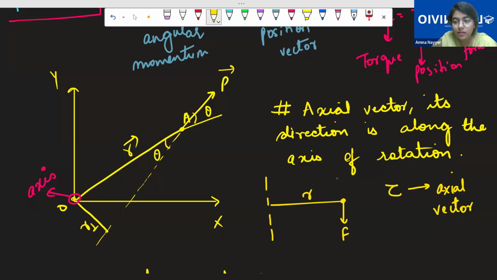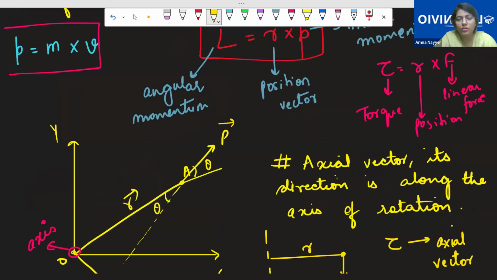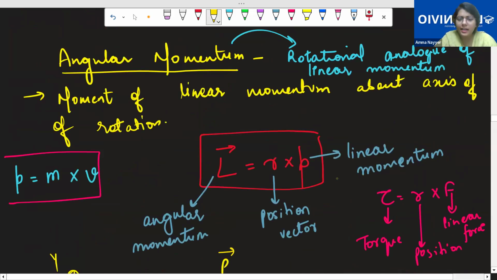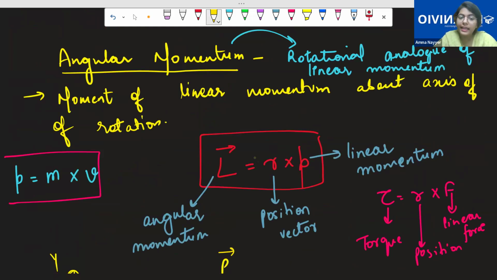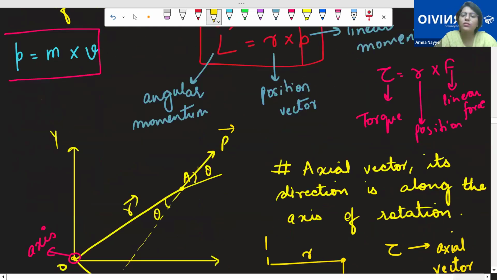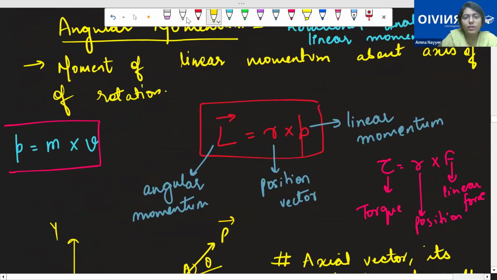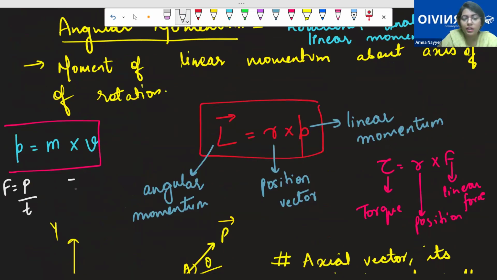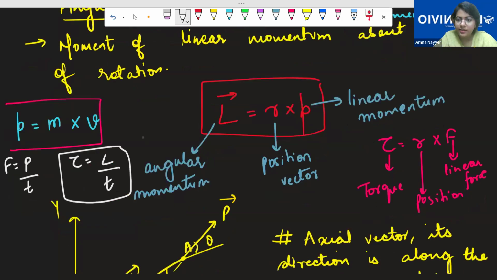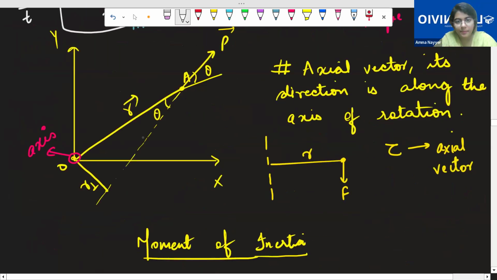Torque and angular momentum, are they related? Yes, they are related, but through some laws that I'll tell you later. Like linear momentum and force are related, so they are also related. Let me tell you here itself, since you have asked. We know force is equal to momentum by time. Similarly, torque is equal to angular momentum by time. So this we'll be discussing in the conservation of angular momentum. Fine till here?